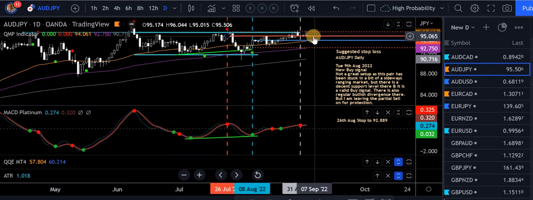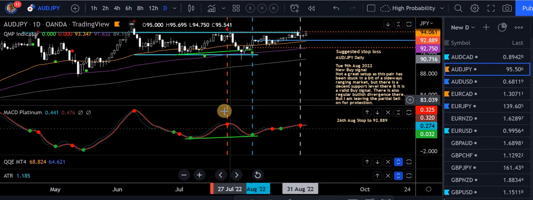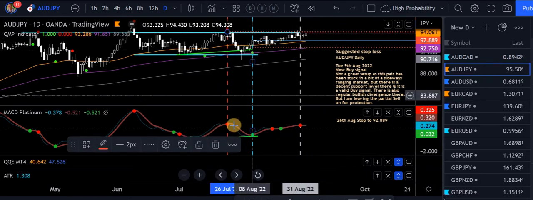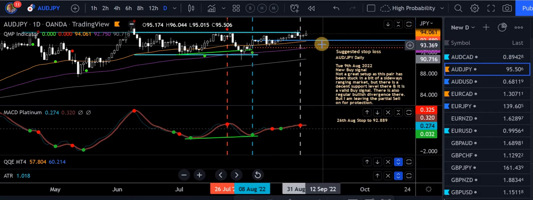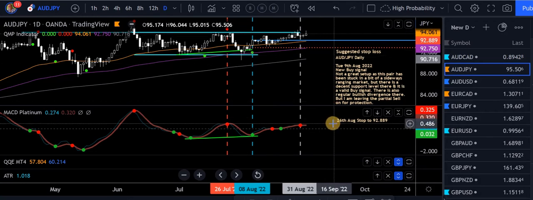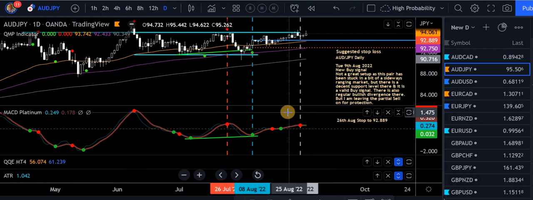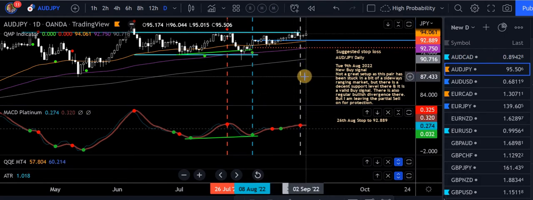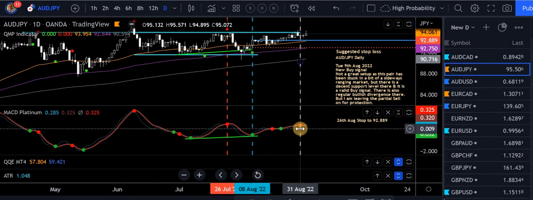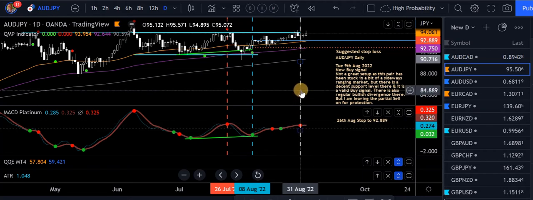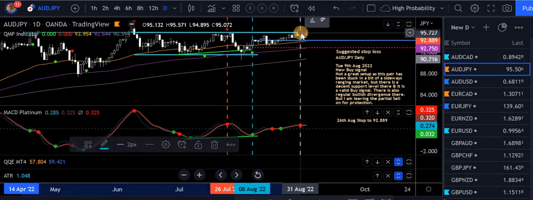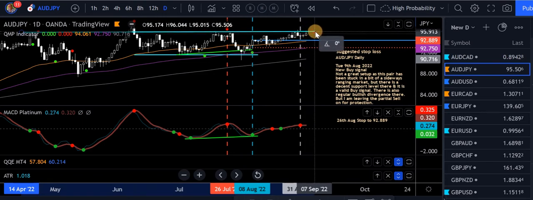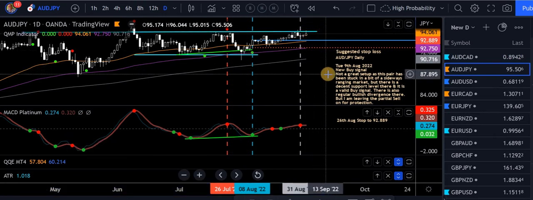And in the meantime, we've got a buy trade still on, and that is going nowhere fast. So the sell trade's gone. We've got the buy trade. 26th of August, stop moved to 92.889. So that'd be in here somewhere. MACD's through the zero level on the other side. This grey vertical line is just a warning line for me. I've got a red dot on the MACD platinum above the zero level, so it puts me in sell mode. We've still got this high here. It hasn't really broke this high. Just move along there. So we're in a buy.